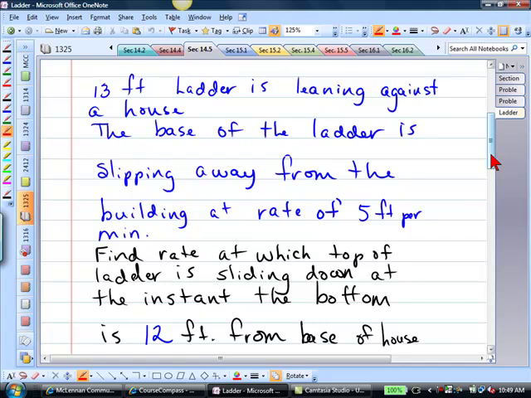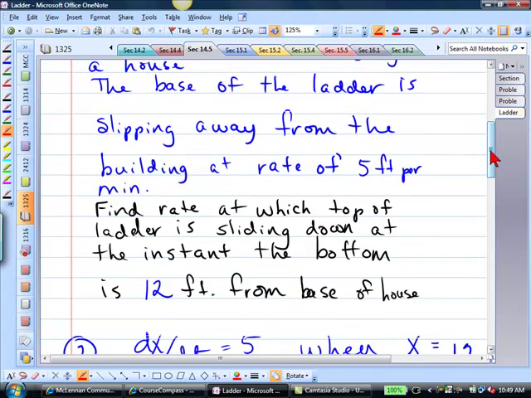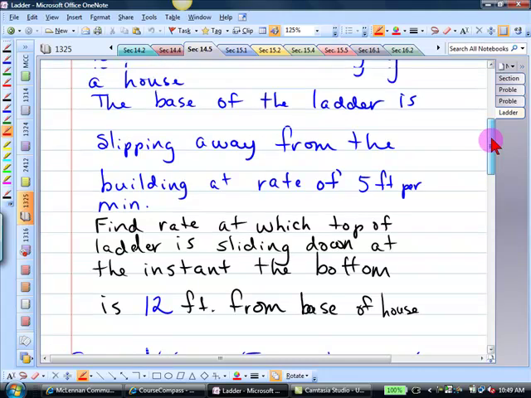I would really study this problem if I were you. Okay? Move it back up. Sorry.